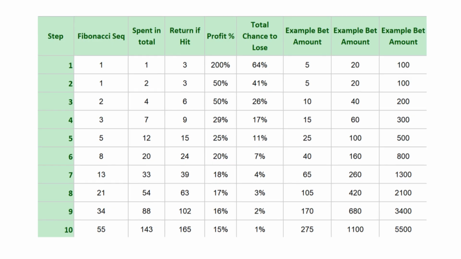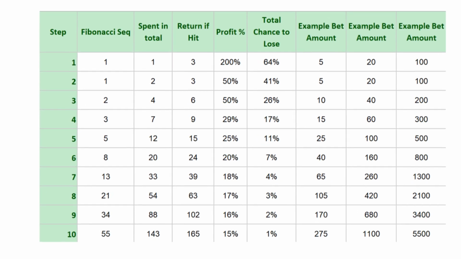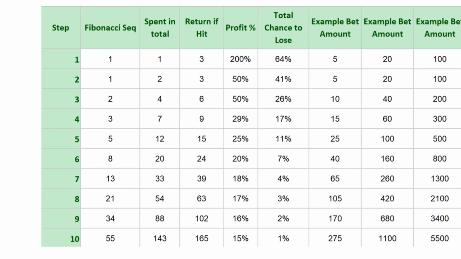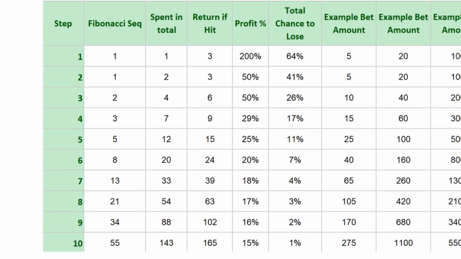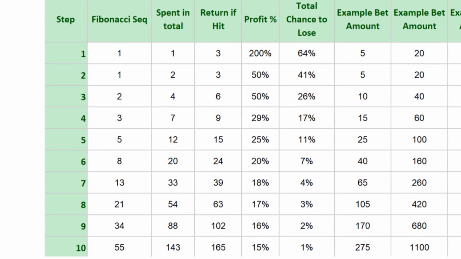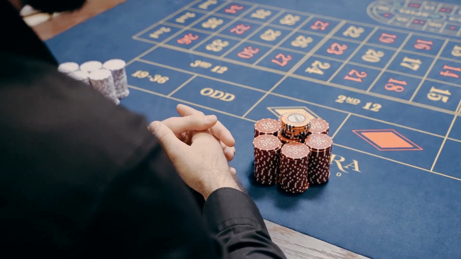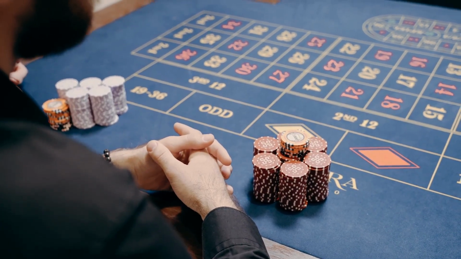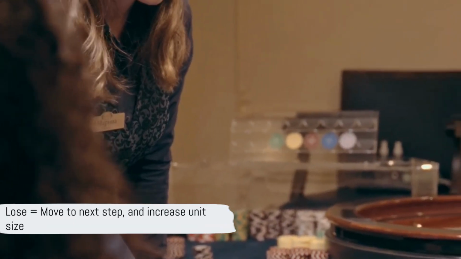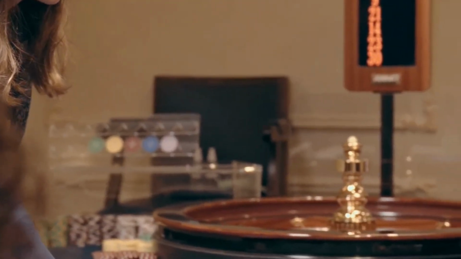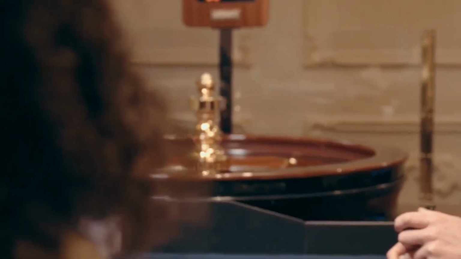The sequence is the sum of the previous two numbers, starting with 0, 1, then 1, 2, 3, 5, then 8, 13, 21, and so on. Here's how it works. Start with a unit bet on step 1. Choose a comfortable base unit for your bets. Bet on any dozen. If you lose, you move to the next number in the sequence, ensuring that your bet unit changes to suit the sequence, and bet on the same dozen again.